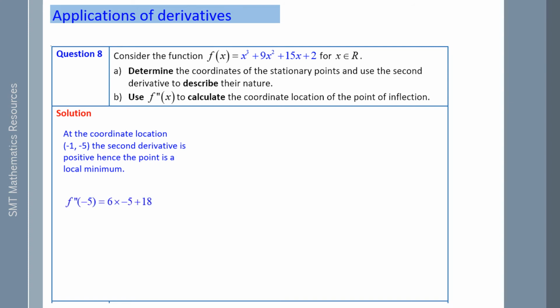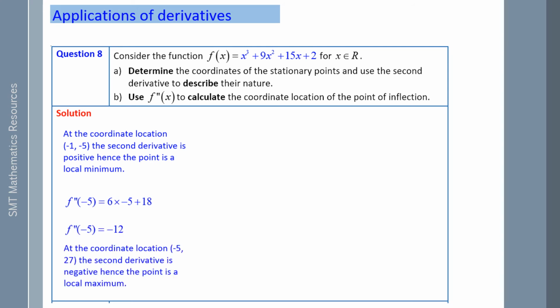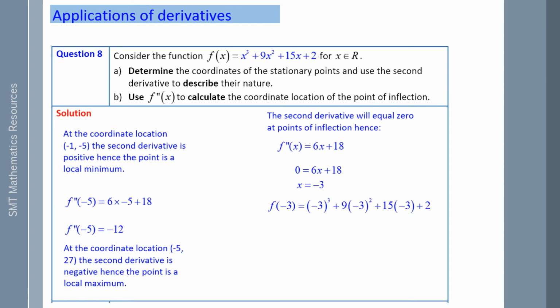Do the same now for x equals negative 5. The second derivative is a negative value. The negative value tells us that at that point it's a local max. The second derivative will equal 0 at points of inflection. So second derivative, letting equal 0, we subtract 18 from both sides, then divide by 6, x equals negative 3. If we sub in negative 3 to our original function, the y value is 11.